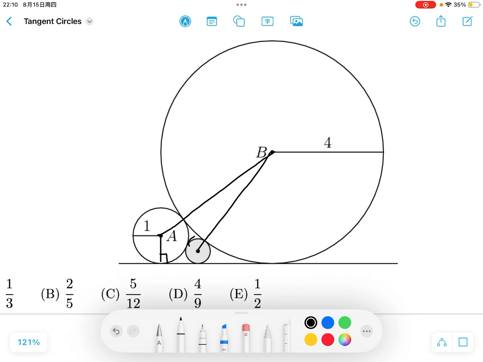The center of the third circle, let's just call it C. This is going to be a right angle. B down, this is going to be a right angle, right? And then we connect A and C.